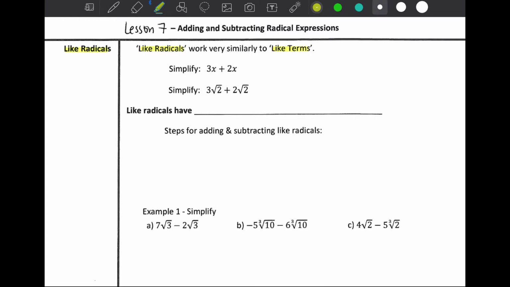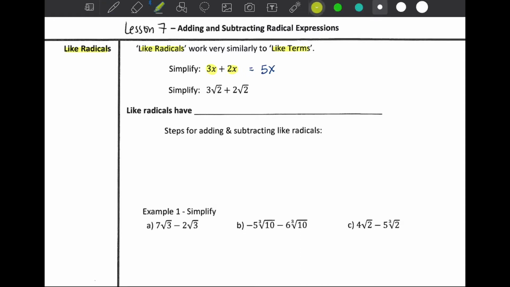For example, 3x and 2x are like terms, which means that we can just add the coefficients together. So we get 5x. And we can do this because they're like terms. Same idea for like radicals.